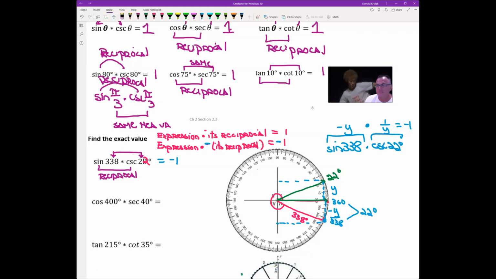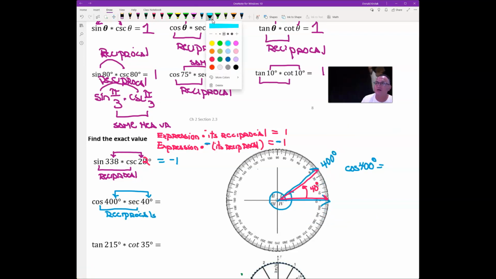Okay, next example, we got 440. So we got reciprocals here, but we want to take a look at how do these angles compare. If they were both 400 or if they were both 40, then we'd know right away that the answer would be 1.